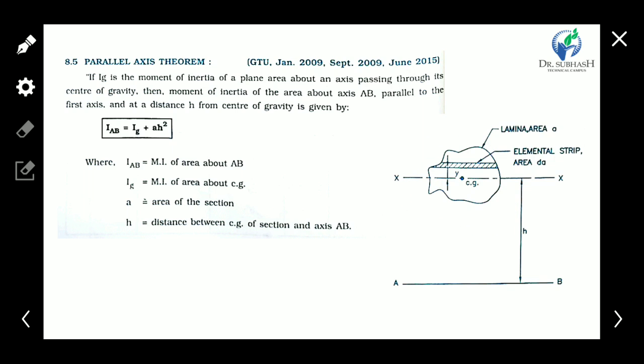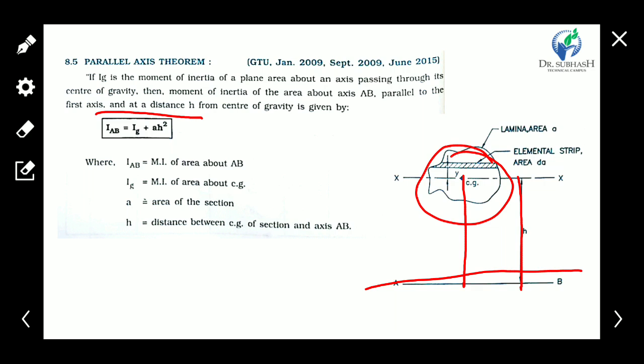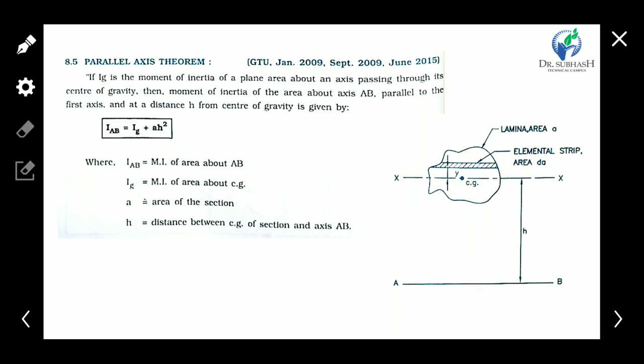At a distance h from the center of gravity, the distance from the center of gravity of the given area to the AB axis is defined by h. Then the moment of inertia about the AB axis, that is, about any reference axis, for the given area is given by the parallel axis theorem. And what is the equation of the parallel axis theorem?